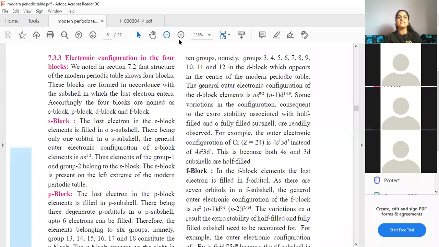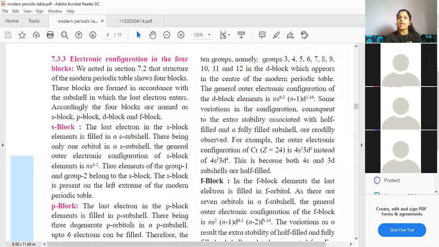So students, the next topic is electronic configuration in the 4 blocks. Now we'll discuss block wise. We have discussed configuration according to periods and according to groups. Now we'll discuss it according to blocks. Students, I already explained this to you when I was discussing that table: whichever subshell your valence electron enters, the element is part of that particular block.